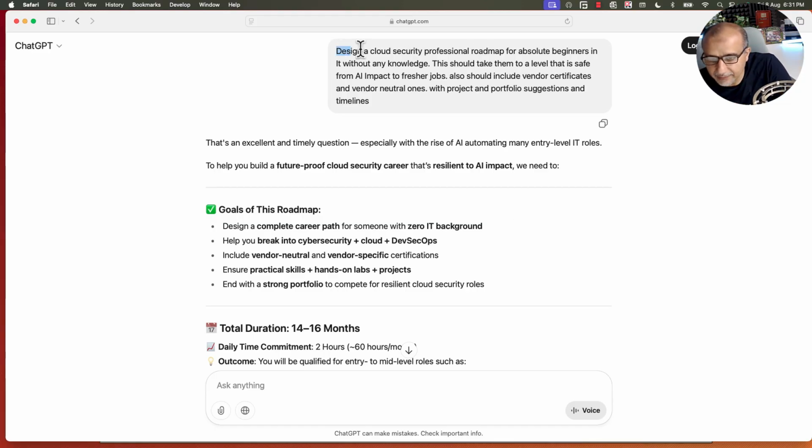So here's what I asked. Design a cloud security professional roadmap for absolute beginners in IT without any knowledge, zero knowledge. This should take them to a level that is safe from AI impact to fresher jobs. And as I mentioned, the video that I have pointed to before talks about the AI impact to fresher jobs or to IT roles in general. Also should include vendor certificates and vendor neutral ones as applicable, of course, with project portfolio suggestions and timelines. So all of that has to be included.